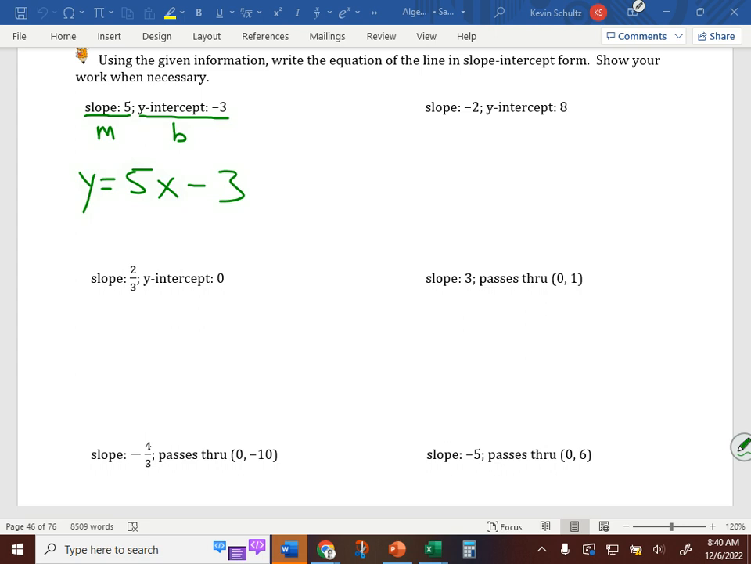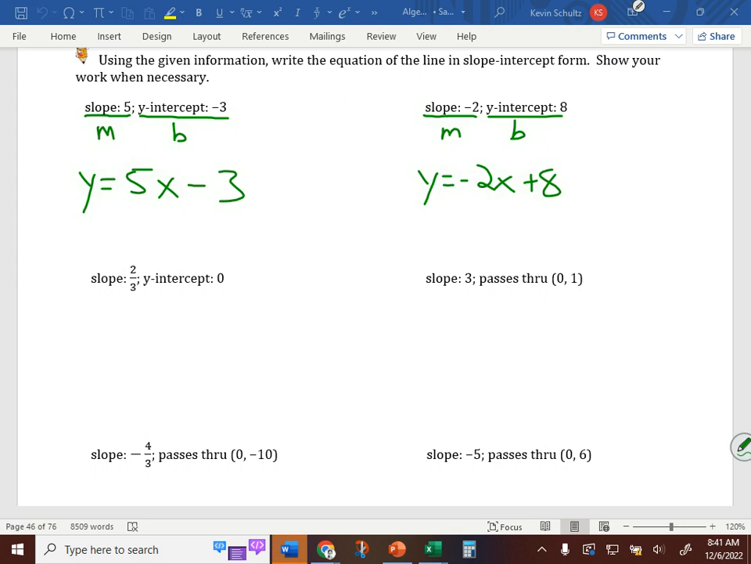What would slope of -2, y-intercept of +8 look like? What's the equation of this line in slope-intercept form? Paul? Y equals -2x plus 8. Plug the slope in for m, plug the y-intercept in for b, and you've got your equation.